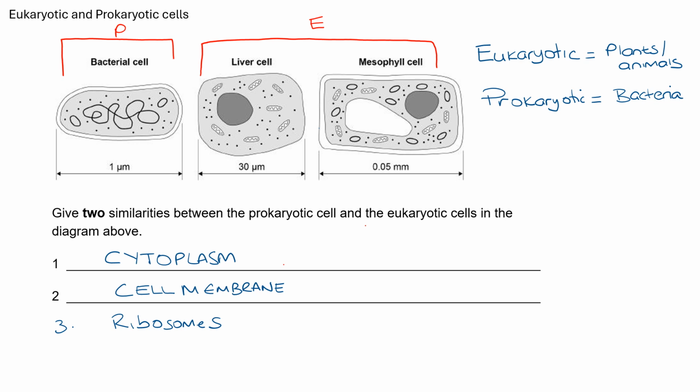There are 3 differences, so make sure you can recall those 3 differences off by heart. Just by looking at the images, you can see that they all have cytoplasm, they all have a cell membrane, and thirdly, they all have ribosomes, which are indicated by these small black dots in all 3 cells.